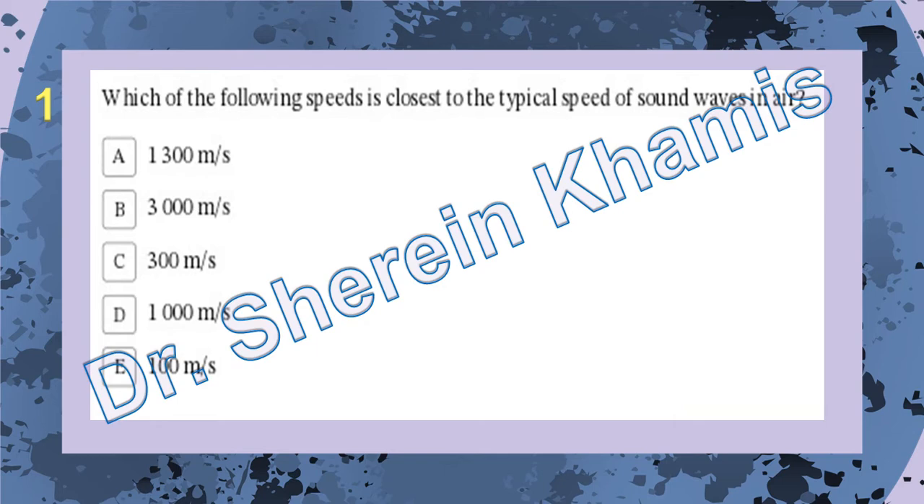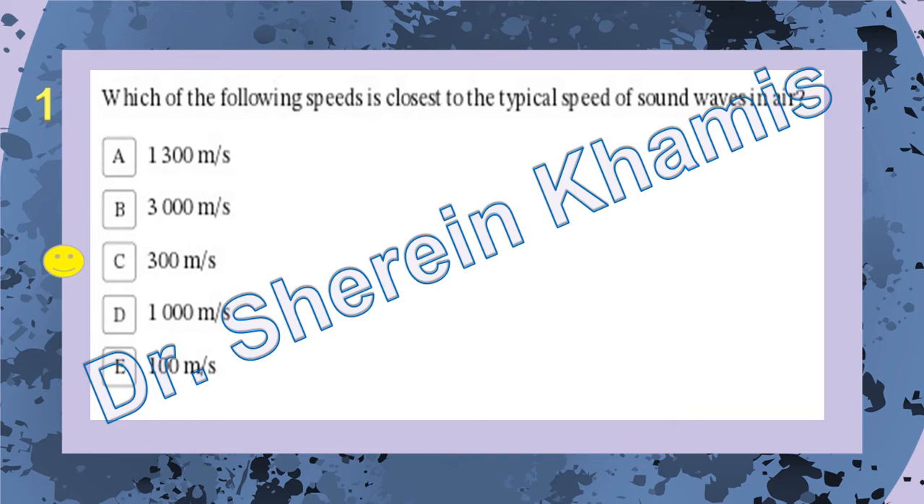So 300 is the nearest one, as when the sound travels and returns back, we can calculate its speed. It takes 340 meters per second in air. So the nearest number here will be letter C, 300 meters per second.